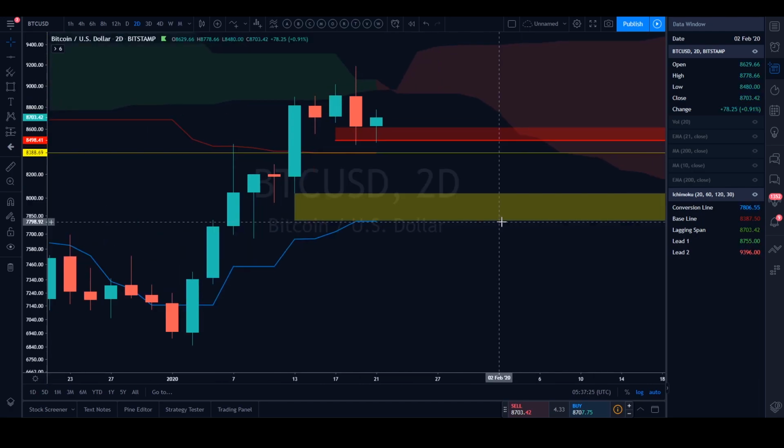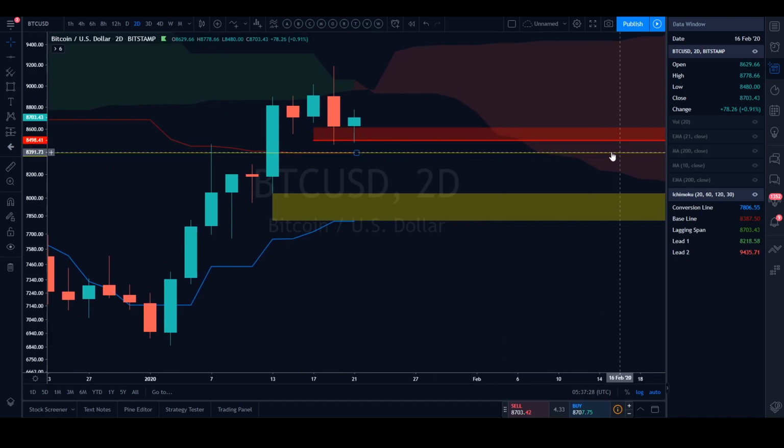Okay, nothing on the 2-day, but we do. This is why I have this yellow line highlighted right here. This is the 8,300, 8,400 level, which is the 2-day Kijun. And I'm going to be going over that in a bit. Just bear with me, hang in there.